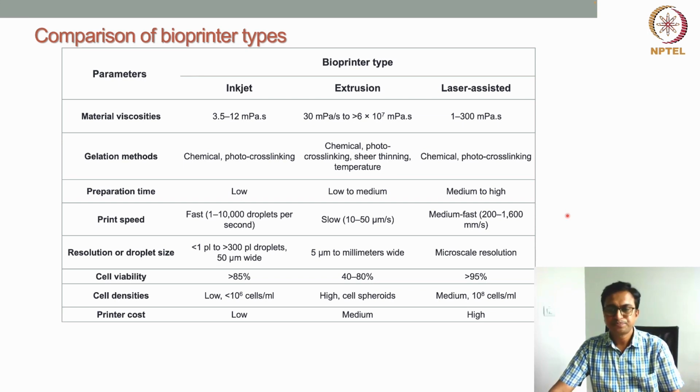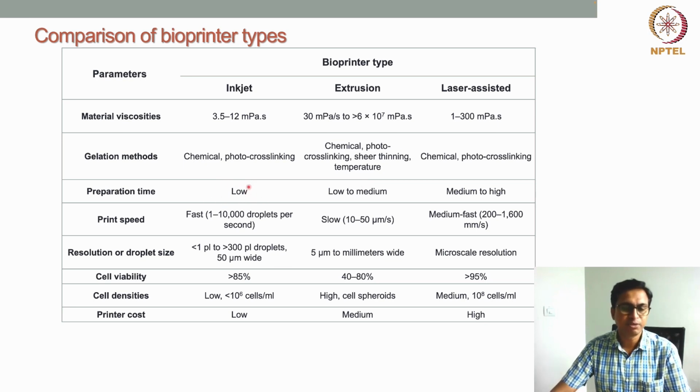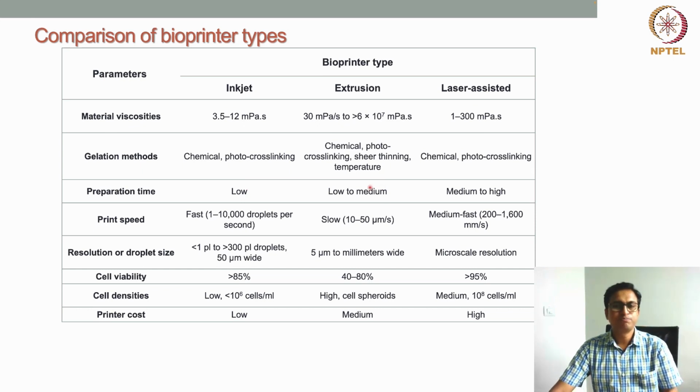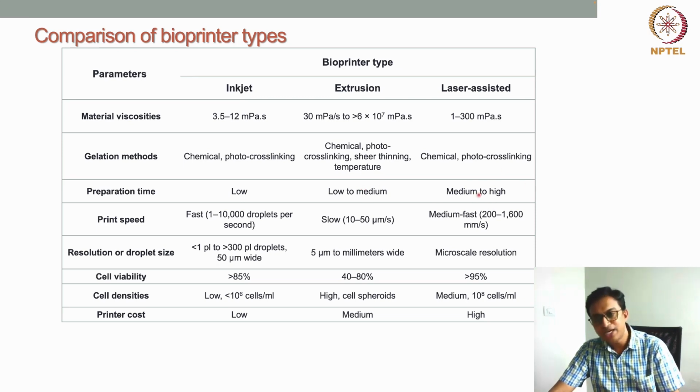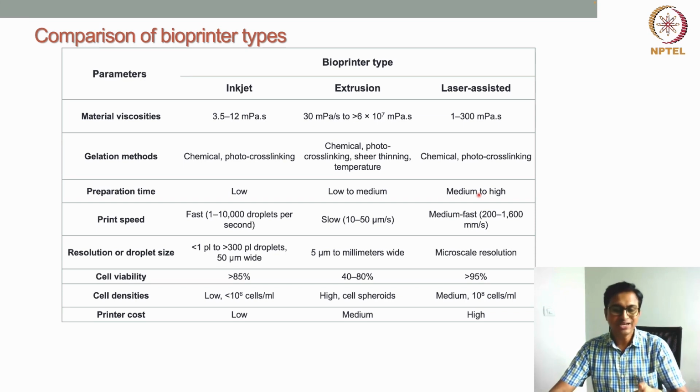The other thing is also the whole process can take some time. So that's why here it is medium to high. So please remember, in case of inkjet, because of the simplicity of the process, the preparation time is low. But in case of extrusion bioprinter, the bioink is the main ingredient here. So preparation of bioink may take some time. In case of laser assisted, we have to prepare the bioink. Also, we have to prepare the ribbon. So that may take some time. So that's why the preparation time is medium to high in the case of laser assisted bioprinting.